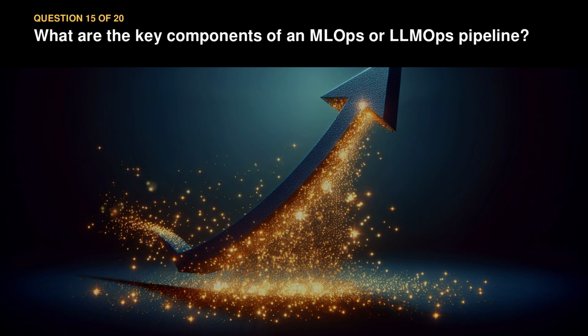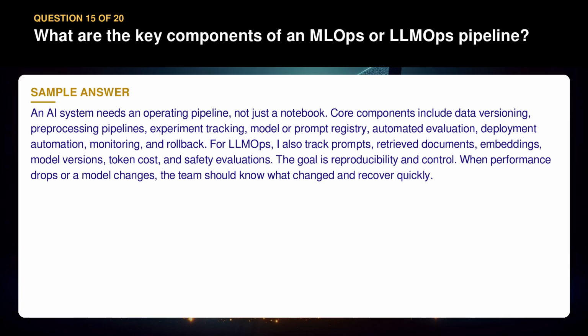Question 15. What are the key components of an MLOps or LLMOps pipeline? An AI system needs an operating pipeline, not just a notebook. Core components include data versioning, pre-processing pipelines, experiment tracking, model or prompt registry, automated evaluation, deployment automation, monitoring, and rollback. For LLMOps, I also track prompts, retrieved documents, embeddings, model versions, token cost, and safety evaluations. The goal is reproducibility and control. When performance drops or a model changes, the team should know what changed and recover quickly.